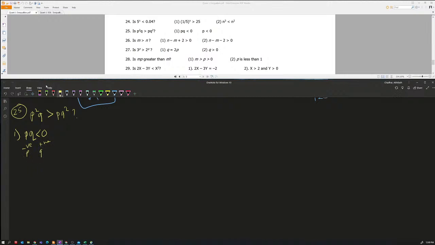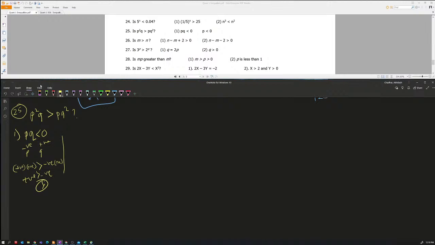So what happens in both the conditions? Let's see. In this case, p square q is greater than pq square, and p is negative, so p square q becomes positive, and this is positive is greater than negative into positive, right? So this will be positive is greater than negative, which we get a yes answer.